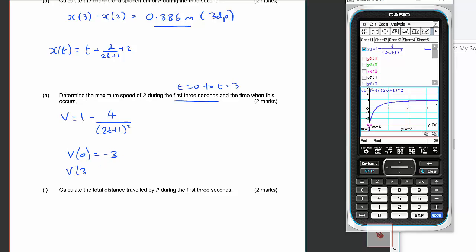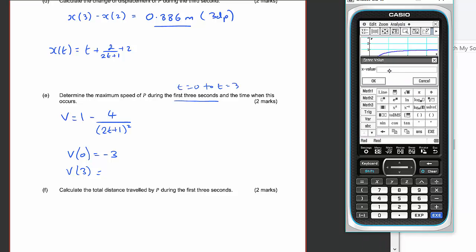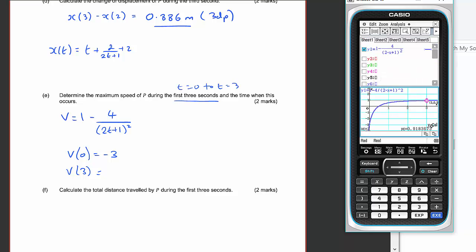And then do v of 3. So analysis, g-solve, we'll do a y-cal when x is 3. And that gives us 0.92. So clearly the maximum is this, because they're asking for speed. So we're going to say max speed is equal to 3 meters per second.